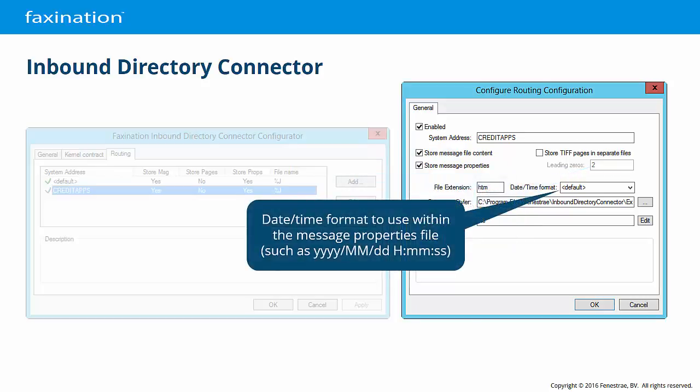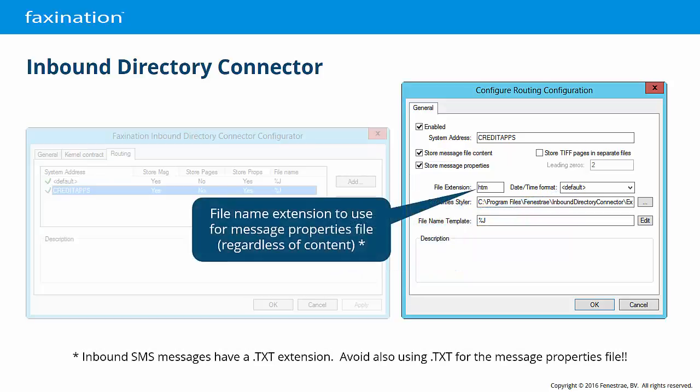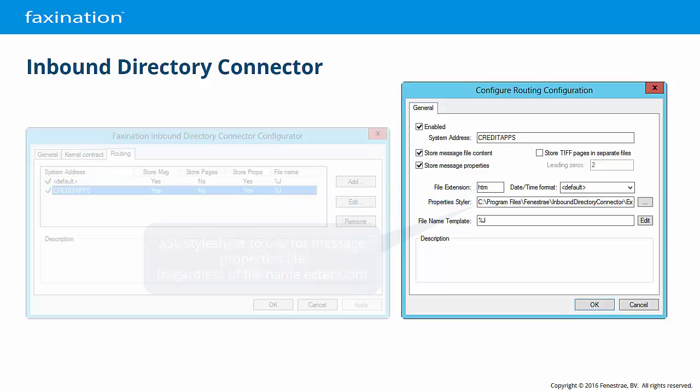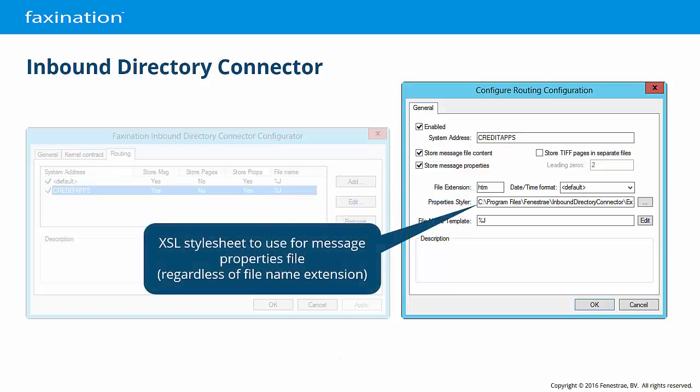You can set the date-time format to use with the properties styler. The file name extension of the secondary properties file, and the style sheet to use to create that secondary properties file, independent of the file name extension.